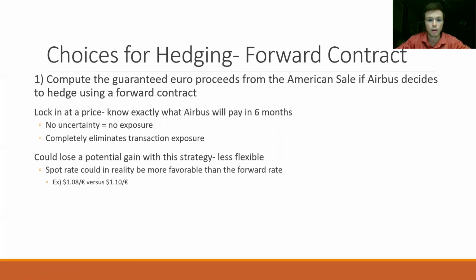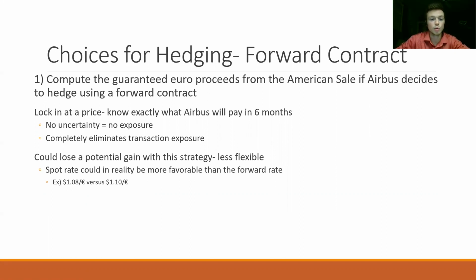Just a little bit of conceptual knowledge here. Step one is to compute the guaranteed euro proceeds from the American sale if Airbus decides to hedge using a forward contract. I think we've gone over this a pretty good amount in class so far, but just to touch on it a bit again, we want to lock in at a price that we know exactly what Airbus will pay in 6 months. There's no uncertainty, and so there's no exposure. It completely eliminates transaction exposure in this case.